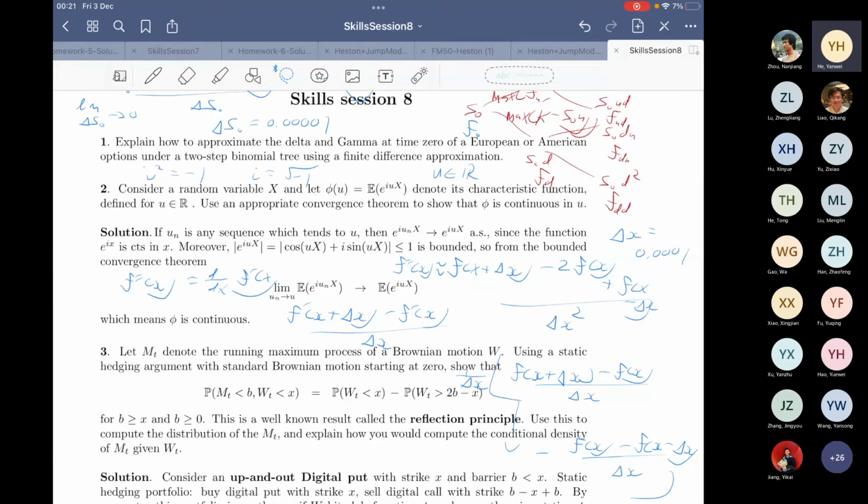So to do this, we need to consider what happens as we tend to u. A convenient way to think about that is to consider any sequence u_n which tends to some u value that you're interested in proving continuity at. Then if u_n tends to u, the exponential function is continuous, and the complex version of it is as well.